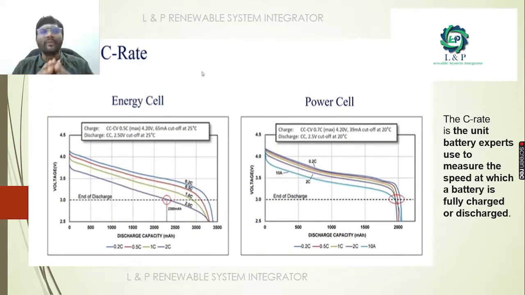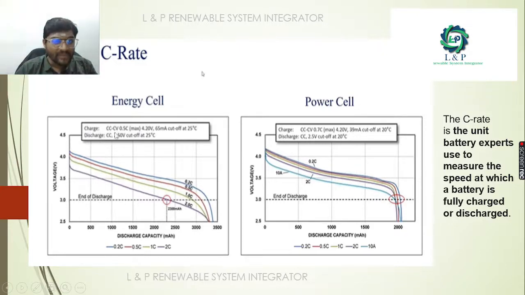Then when we discuss the energy storage system, C rating is very important. What is the C rating? It is a unit which battery experts often use, because it is used to measure the speed at which the battery or individual cell is getting charged and the speed at which it is getting discharged. For example, see here, if you draw a waveform between voltage and discharge capacity in mAh, this is an example.